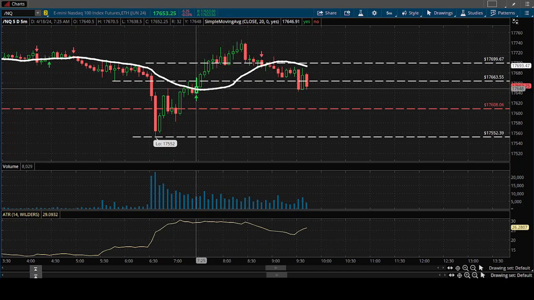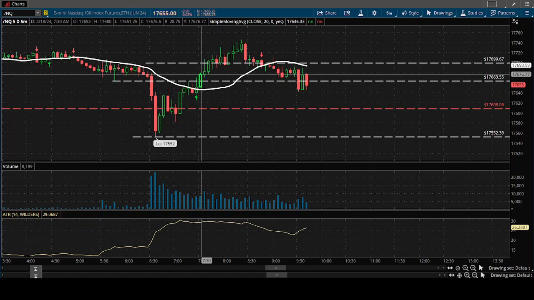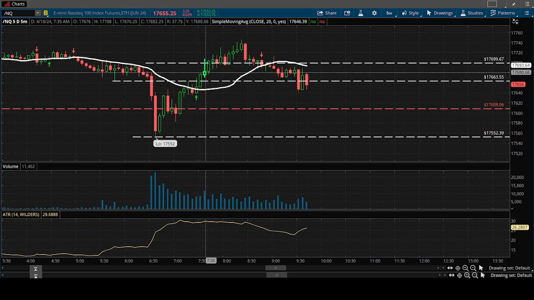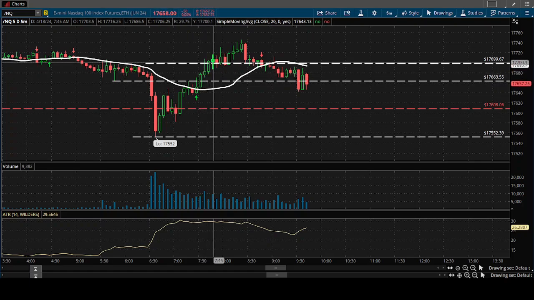We can also go through the 20 SMA play setup that happened here as well, right? 7:25 a.m. closes over the 20 SMA. Your confirmation candle was the next candle at 7:30. You would have actually been looking to take profits into those first hour highs, okay?